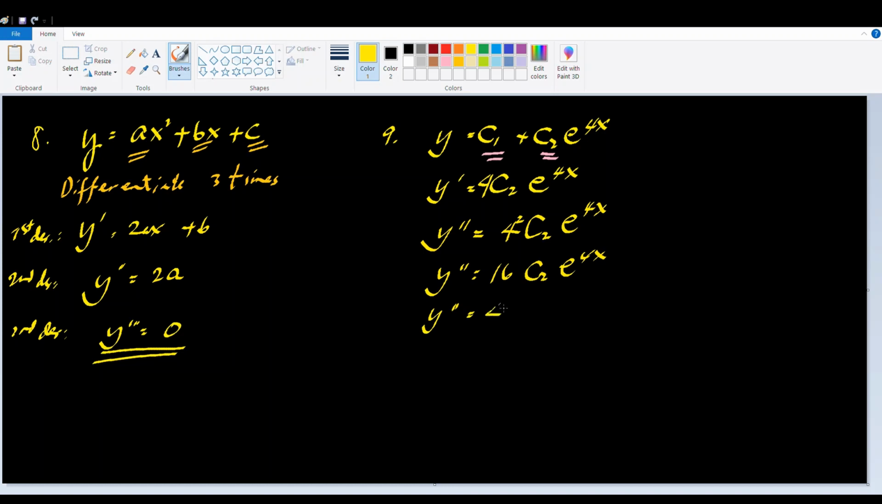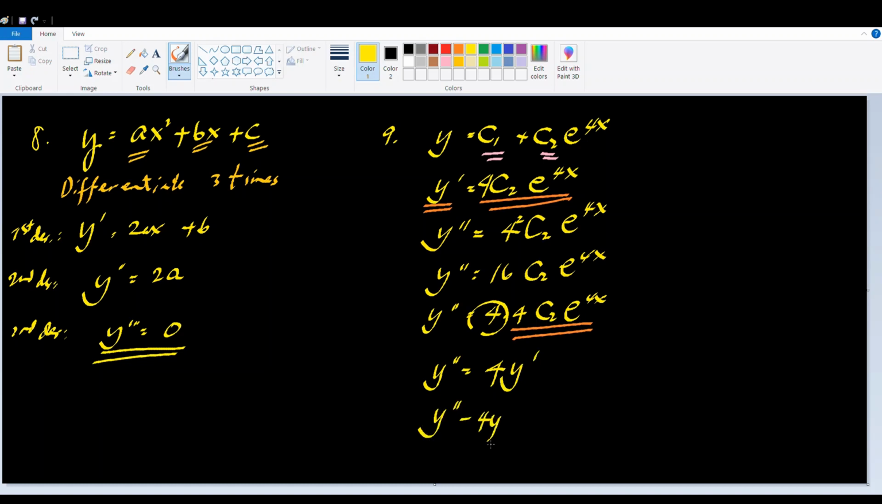16 is 4 times 4 c2 e to the 4x. And what do we see here? 4c2 e to the 4x is equivalent to y prime. So y double prime is equal to 4 times 4c2 e to the 4x, which is y prime. So y double prime minus 4y prime is equal to 0.